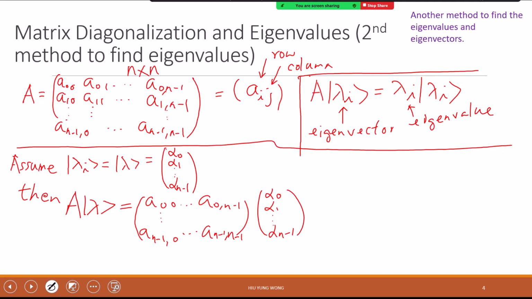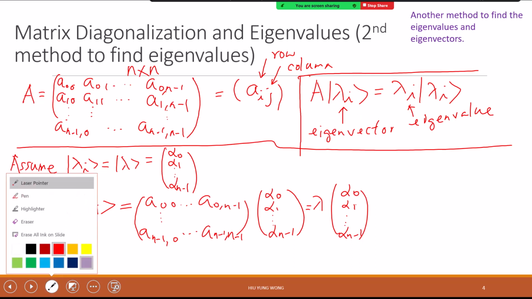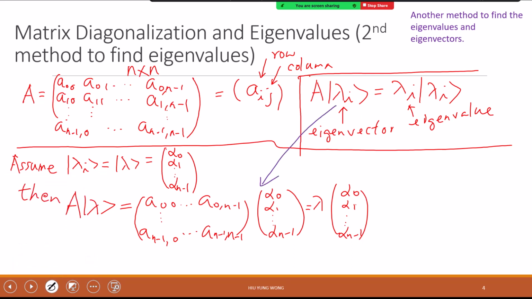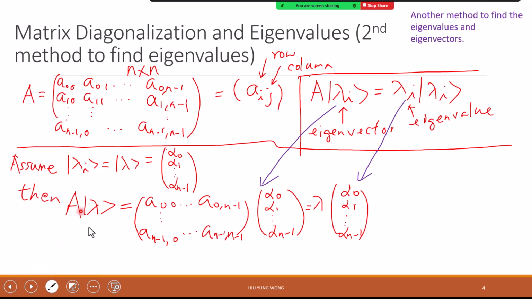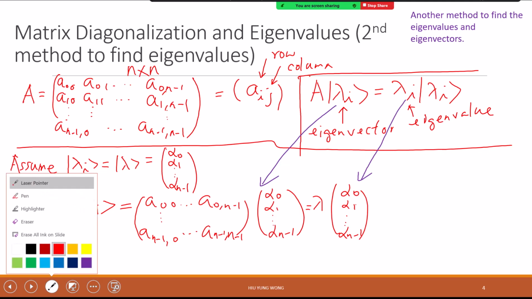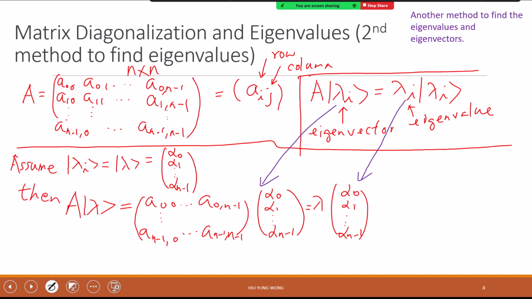And this is the left hand side. The right hand side is what? Lambda times alpha 0, alpha 1, all the way to alpha n minus 1. What I'm doing is just using this equation, right? This one gives me this part, this one gives me this part, right? So A times the whole vector, the coefficients of the vector, equals lambda times the coefficients of the vector, right? Stop me if anything is not clear.